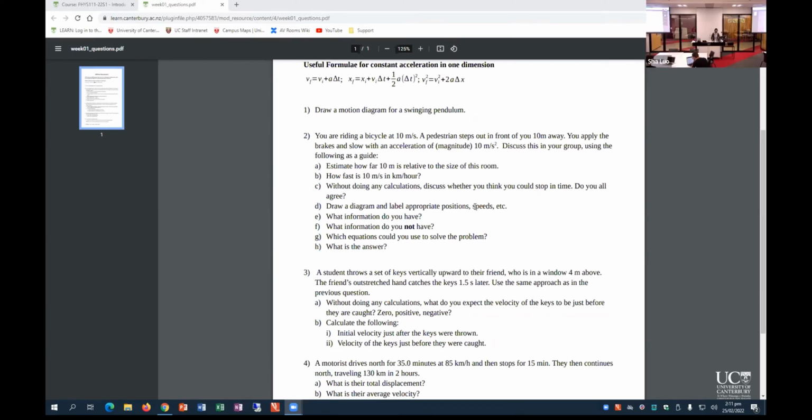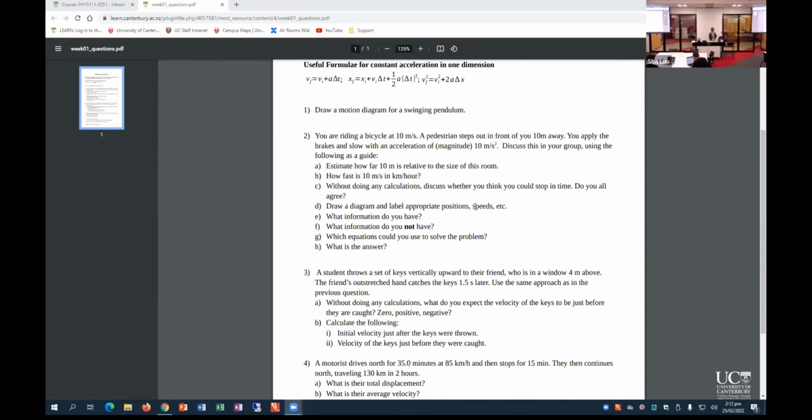So in question 3, a student throws a key with an initial velocity, and your friend grabs the key 1.5 seconds later, and the distance between you and your friend is 4 meters. In this question, they ask you, without calculation, what do you expect the velocity of the key to be just before it is caught? There are 3 options: 0, positive, and negative.